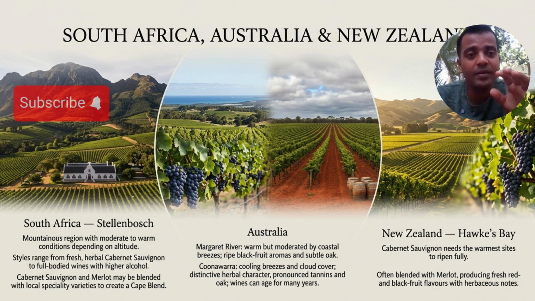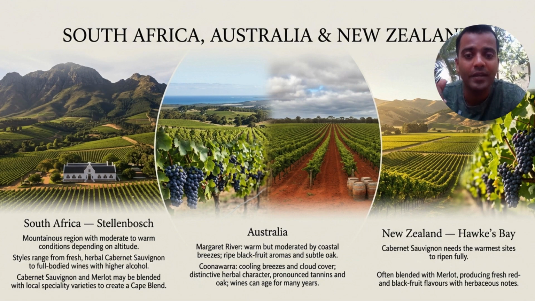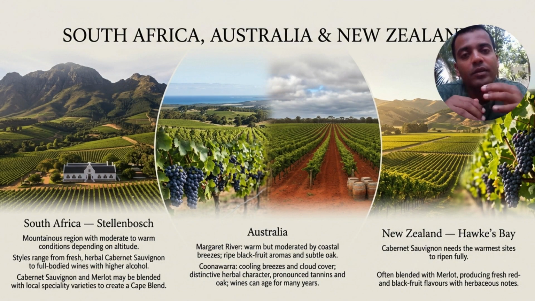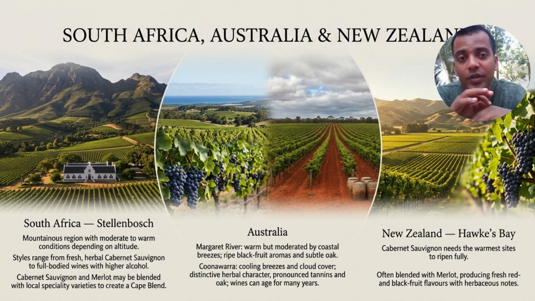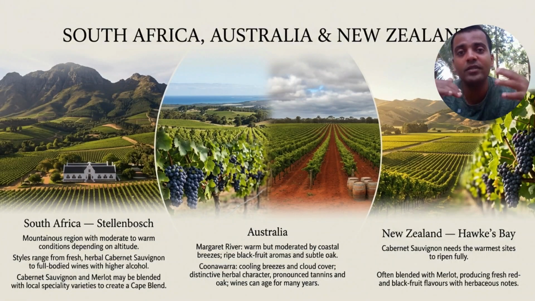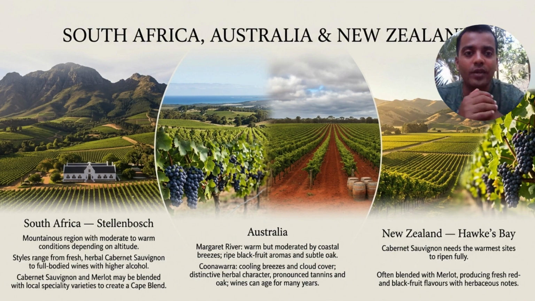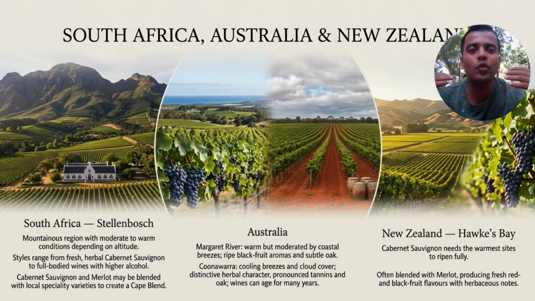In South Africa, Stellenbosch is the most important sub-region that we need to know for the Cabernet Sauvignon grape variety. So in Stellenbosch, these are mountainous regions with moderate to warm conditions depending on the altitude. So of course, altitude plays a huge role in Stellenbosch vineyards, because as the altitude increases, the temperature drops. Therefore, higher elevation vineyards tend to have cooler growing conditions. Even though South Africa is one of the warmest countries to produce wines, because of this high elevation, they are able to maintain cooler growing conditions throughout the growing season.